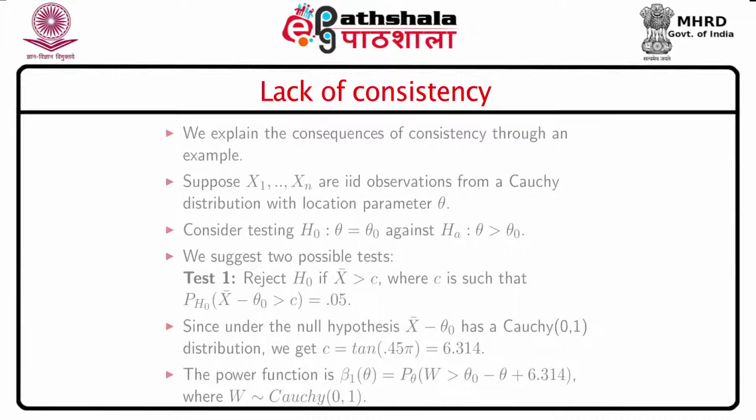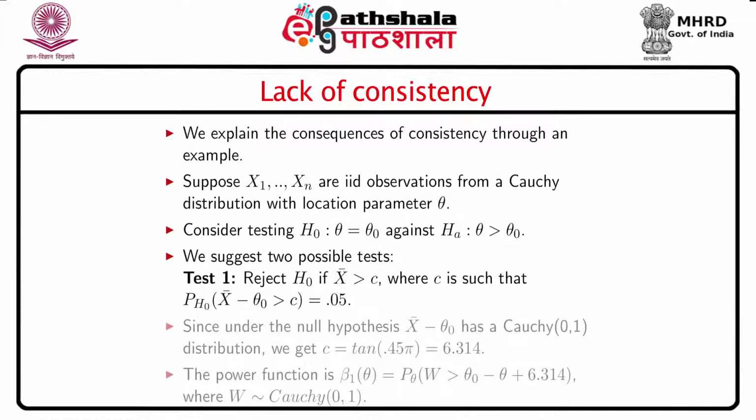We have discussed consistency and sufficient conditions for consistency. Thus, it will be interesting to know the consequence of lack of consistency. We explain this phenomenon through an example. Suppose X1, X2, ..., Xn are IID observations from a Cauchy distribution with location parameter theta. Consider testing theta equal to theta naught against the alternative theta greater than theta naught. We suggest two possible tests.